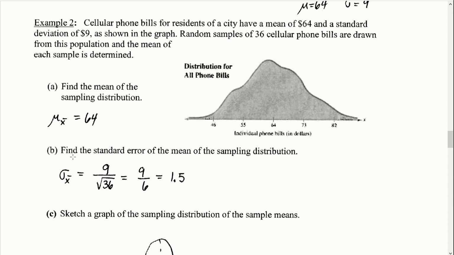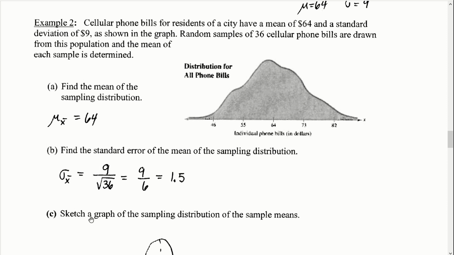In part B, they want us to find the standard error of the mean of the sampling distribution. That's the sigma sub x bar. We know that sigma sub x bar is equal to sigma, which is 9, divided by the square root of n, which in this case we said was a sample of size 36. So it's going to be 9 divided by the square root of 36, which is 9 divided by 6, which is equal to 1.5.